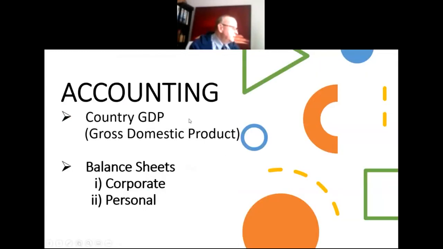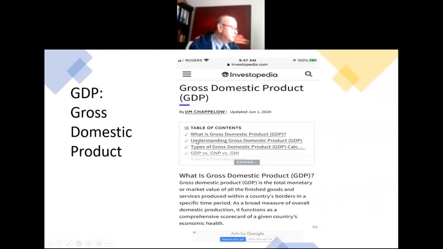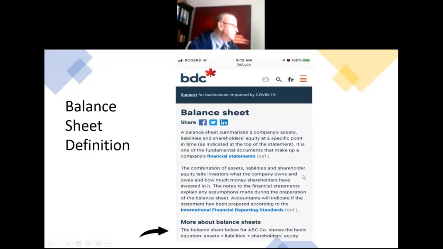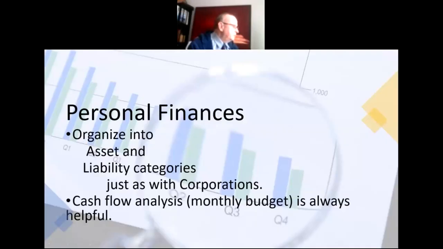So we went through all that information, and then we got into some accounting discussion of gross domestic product, what that is. Gross domestic product, you might hear that reference related to countries. Gross domestic product is the total monetary or market value of all the finished goods and services produced within a country's borders in a specific time period. As a broad measure of overall domestic production, it functions as a comprehensive scoreboard of a given country's economic health.